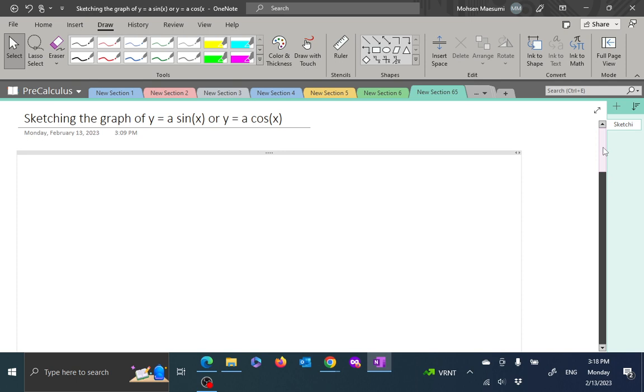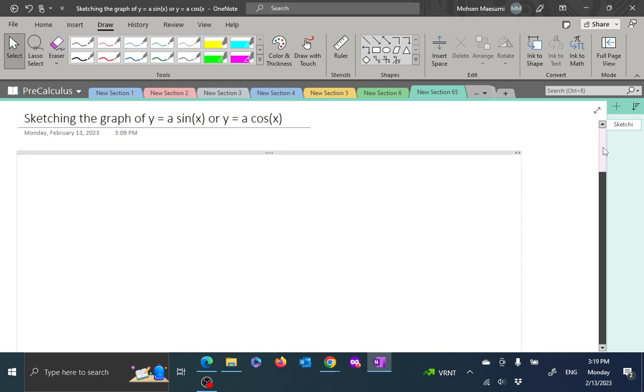So we are starting the section on graphing of trig functions. This is a lengthy and important section in the course. We are going to first deal with sine and cosine. Then we are going to generalize to other functions. And then we are going to see what happens if we want to transform these functions.